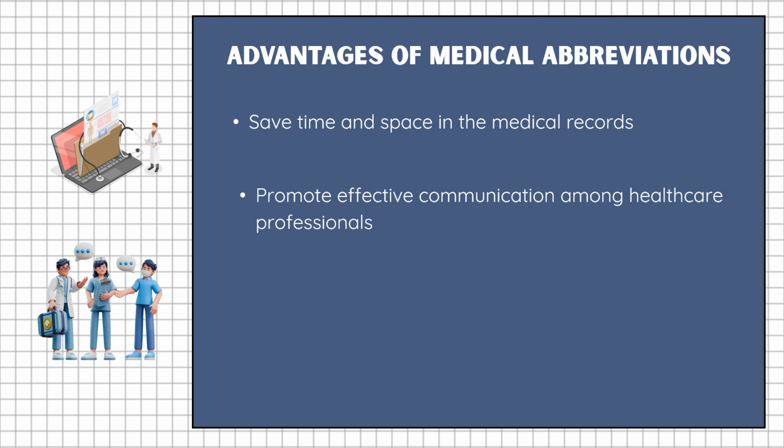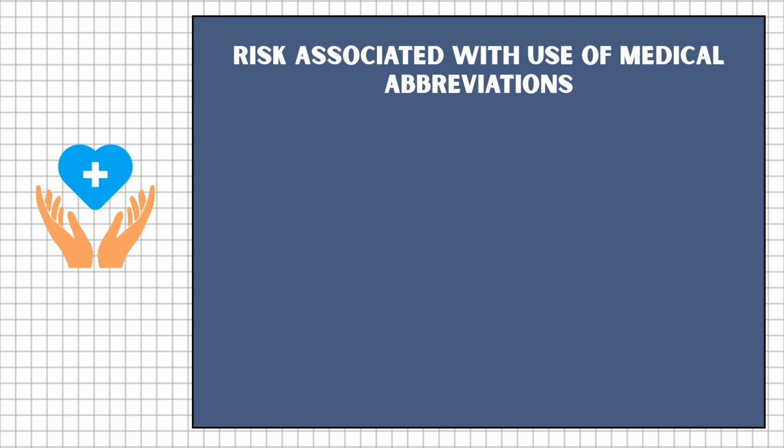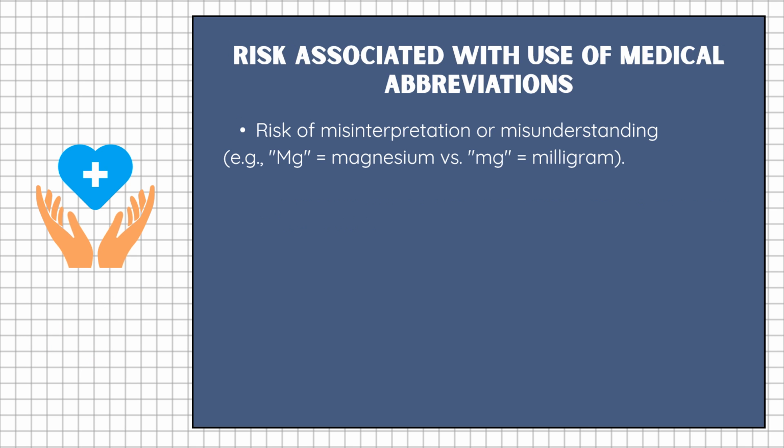Now, medical abbreviations also have risks associated with their use. For example, a risk of misinterpretation or misunderstanding. For example, Mg, with a capital M and smaller g, means magnesium, but sometimes there's confusion between Mg and the smaller mg, which means milligram.